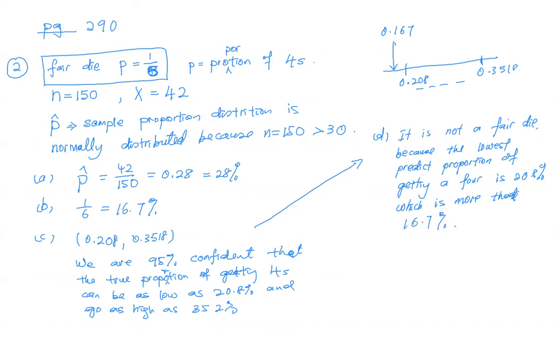Okay. So this is an unfair dice. The proportion of getting a 4 is higher than the fair dice proportion. That is how you work on that. So is there a similarity between that? The answer is yes.